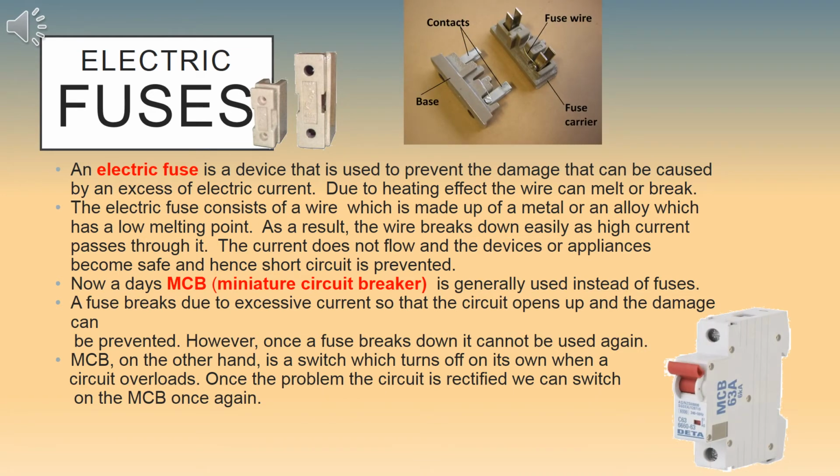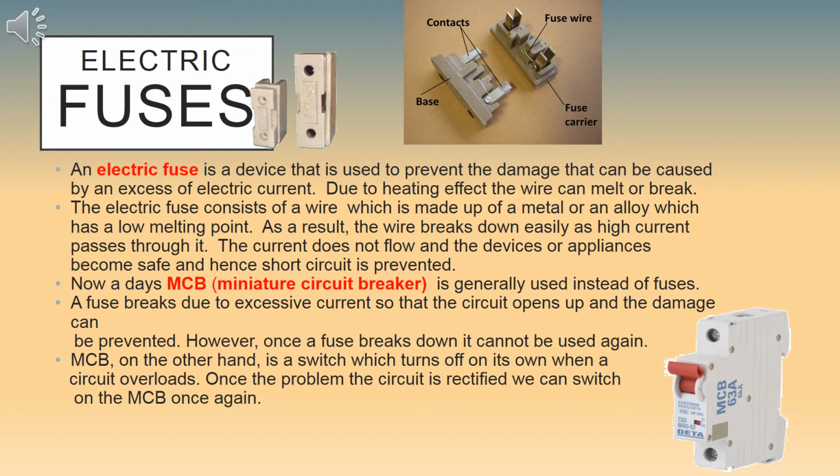Now here we are going to discuss electric fuses. An electric fuse is a device that is used to prevent the damage that can be caused by an excess of electric current. Due to the heating effect, the wire can melt or break. The electric fuse consists of a wire made of a metal or an alloy which has a low melting point. As a result, the wire breaks easily as high current passes through it. The current does not flow and the device or appliances become safe, and hence short circuit is prevented.